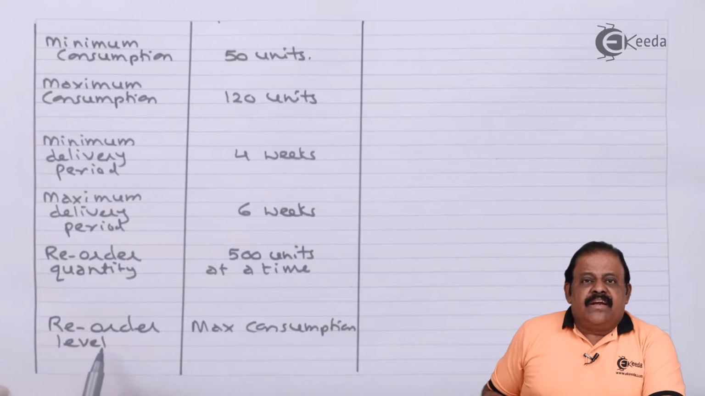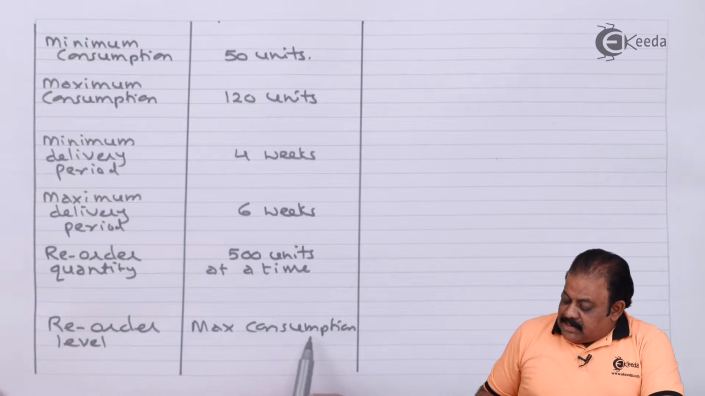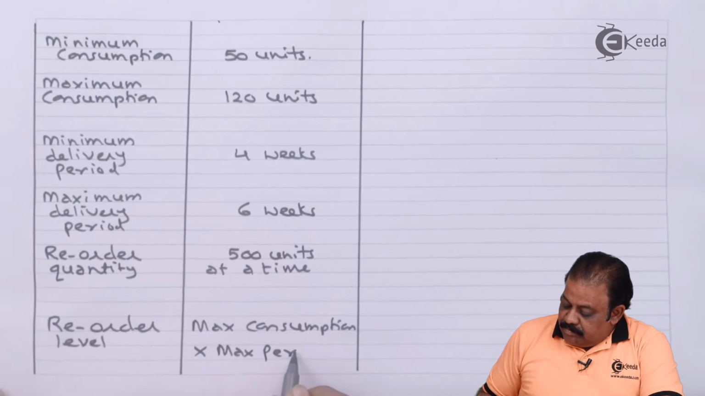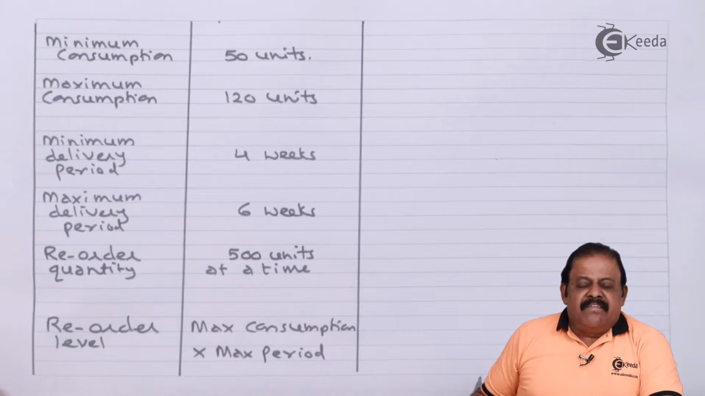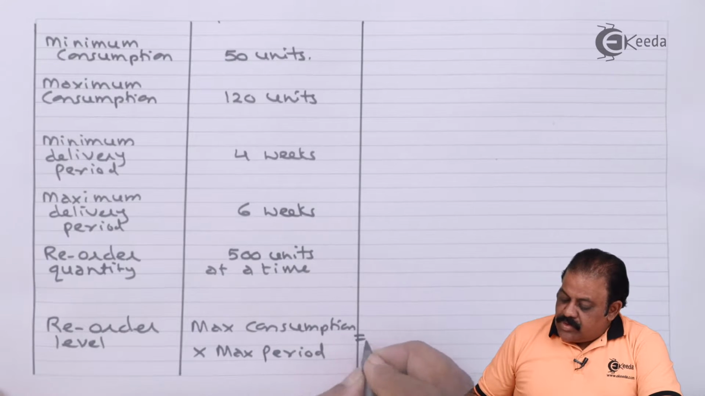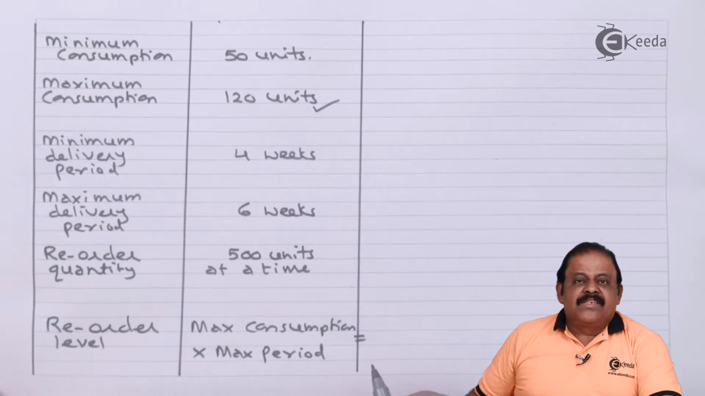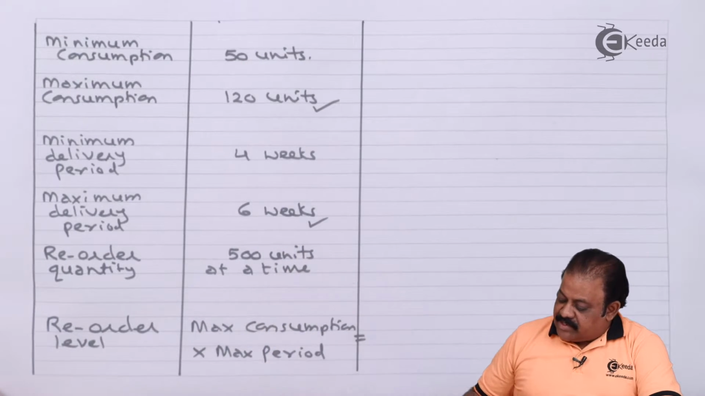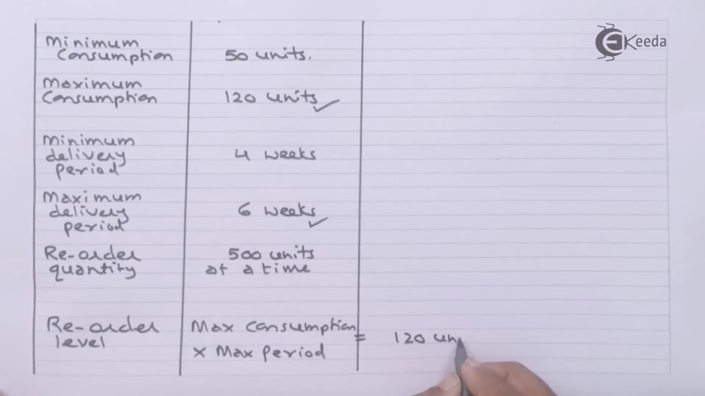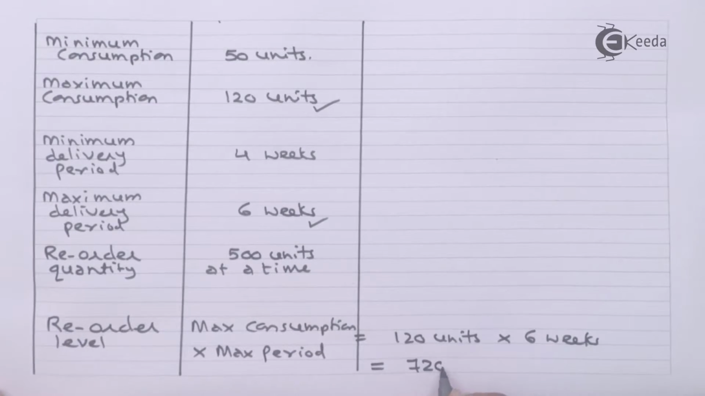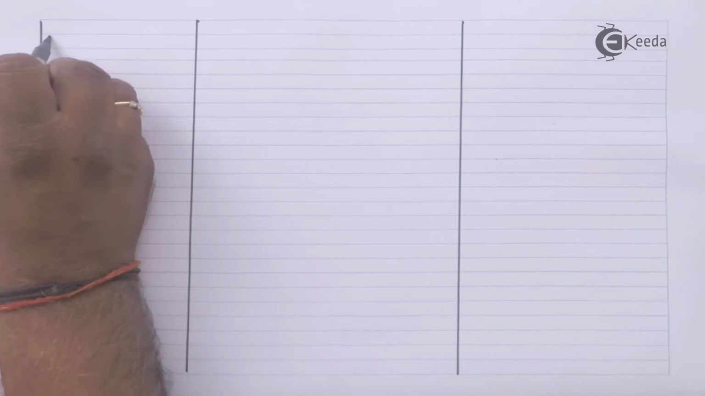We can calculate reorder level, maximum consumption multiplied by maximum delivery period required. So your maximum consumption is 120 units and maximum delivery period is 6 weeks. So reorder level is 720 units.